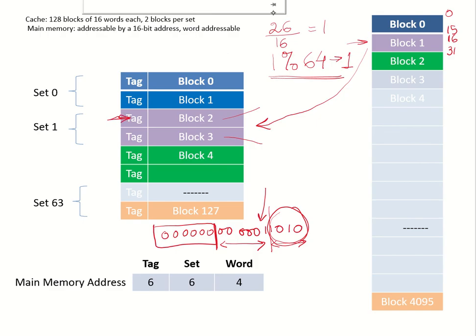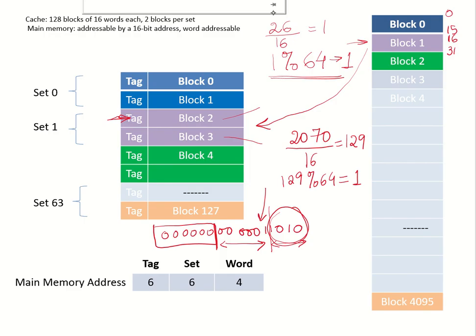Consider another address, 2070. This is our memory address 2070. Which main memory block will it map to? If I divide this by 16, this is mapping to block number 129 of the main memory. 129 modulus 64, again it refers to set 1 of the cache.